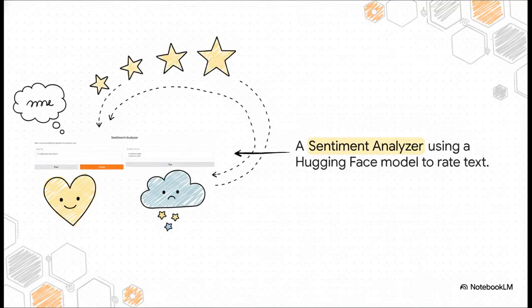Next, check out this sentiment analyzer. What's cool about this one is that it pulls a model directly from the Hugging Face Hub, which is this huge online library of open source AI. You just type in a sentence, and the model tells you if the sentiment is positive or negative from 1 to 5 stars. It really shows how plugged in Gradio is to the whole AI ecosystem.